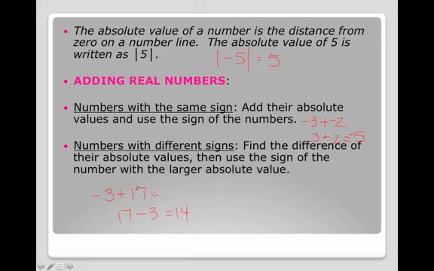Notice the larger of the absolute values is the positive number, so my answer is also positive. Let's do a quick example where my negative absolute value is larger. -25 plus 5. I've got different signs, so I've got 25 minus 5 is 20. Only notice the 25 is the greater value and had a negative sign, so it's going to be -20. So let's do a couple of examples on the next slide.